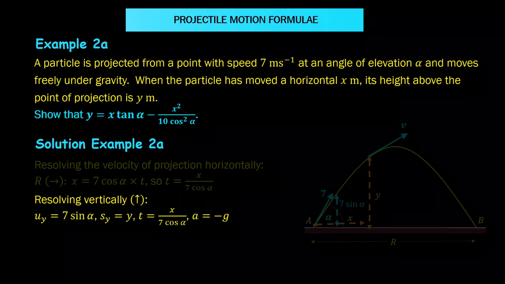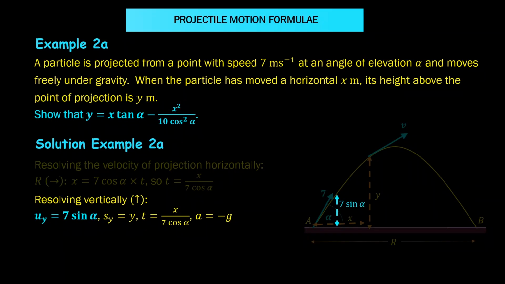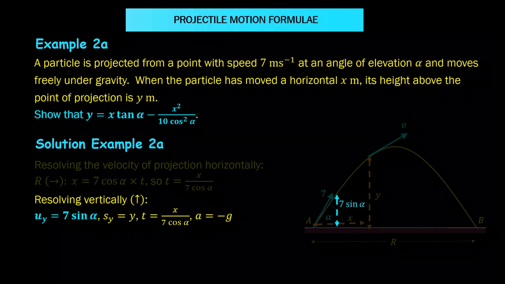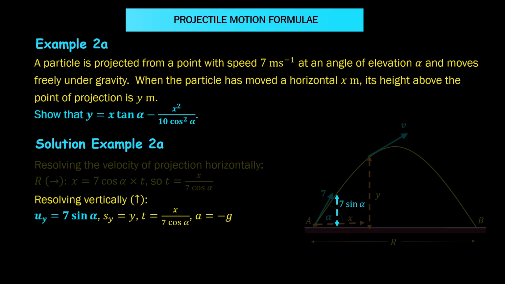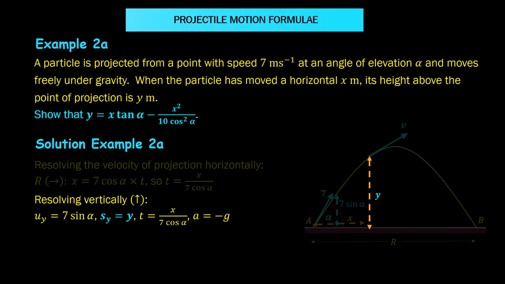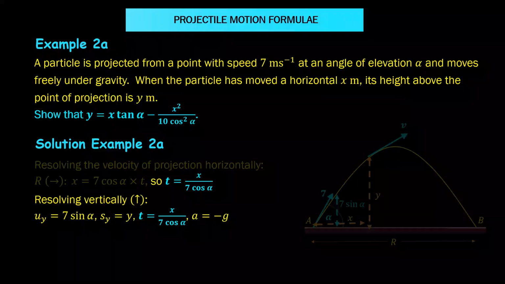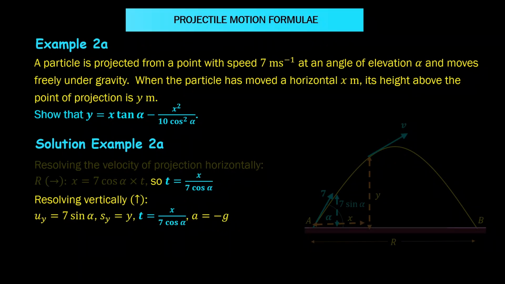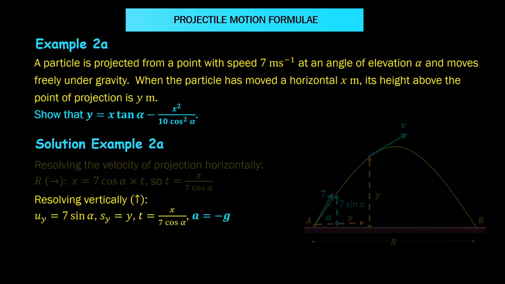If we now resolve vertically, we have that uy equals 7 sine alpha. This is the vertical component of the initial velocity. We also have that the distance vertically, or displacement vertically, equals y. Time t equals x over 7 cos alpha. And the acceleration due to gravity equals minus g, since we're taking the upward direction as positive.